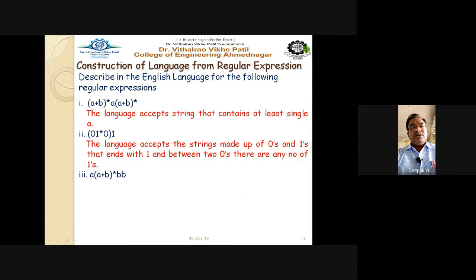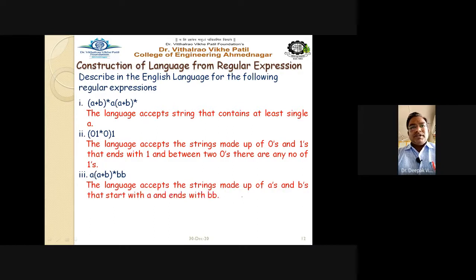Next one, a into bracket a plus b bracket raised to star dot bb. Again, it is a very simple one. So the language accepts the strings made up of a and b that start with a and end with bb, and it can have any combination of a and b in between, right?